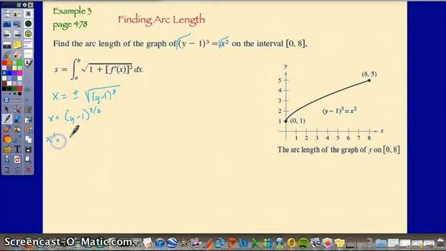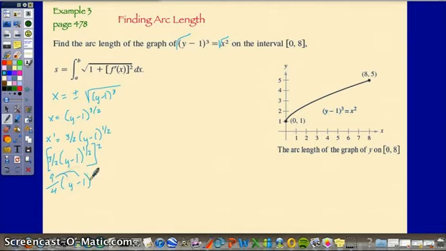x prime is equal to 3/2 (y minus 1) to the 1/2 power. And then when I square that, because remember the next part of this is to square it, I'm going to have 3/2 (y minus 1) to the 1/2 power squared, which ends up giving me, squaring 3/2 gives me 9/4, but then 1/2 times 2 just gives me y minus 1.